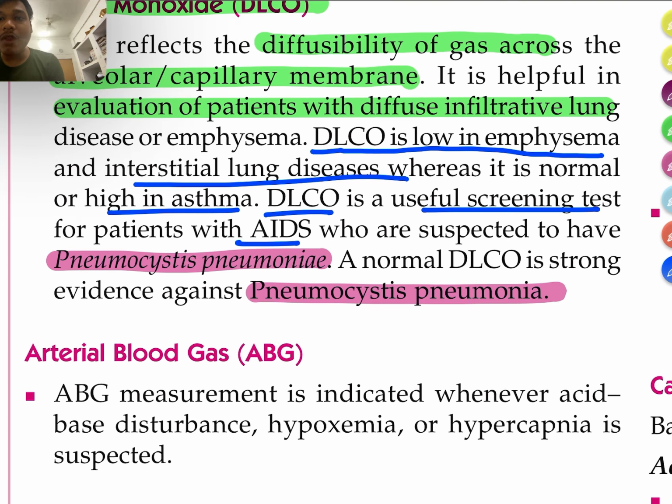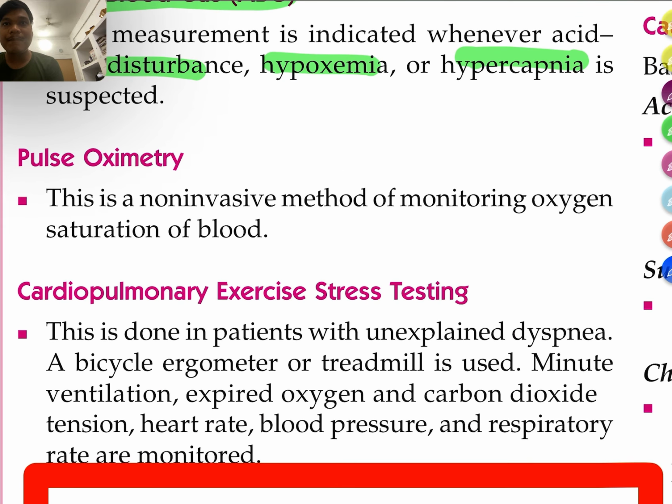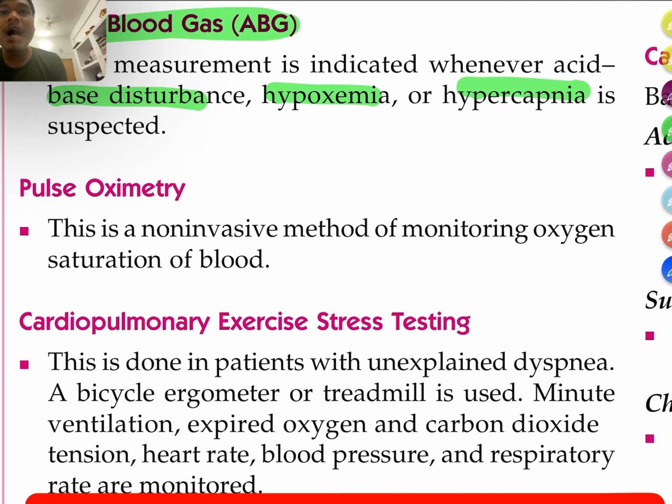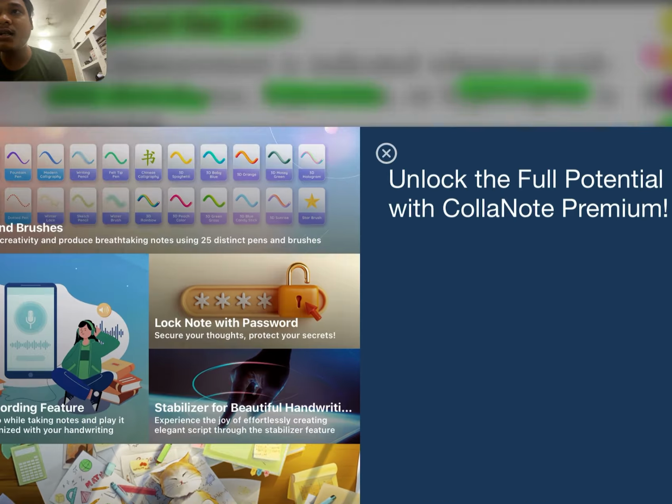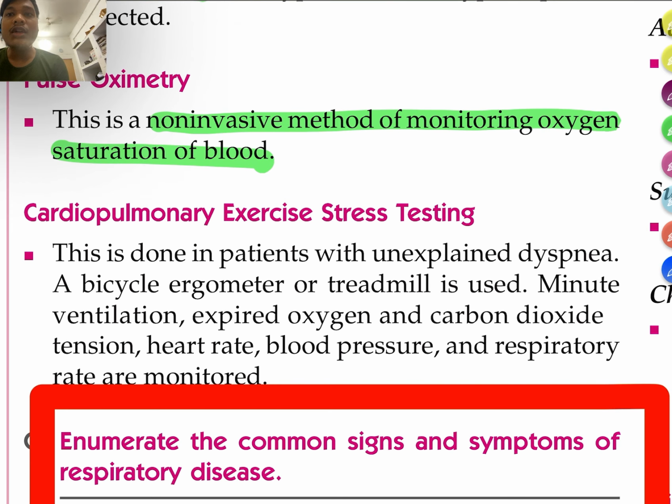Next assessment is arterial blood gas. What is arterial blood gas? It indicates acid-base disturbance, and is used whenever hypoxemia or hypercapnia is suspected. Next is pulse oximetry. It is a non-invasive method for monitoring oxygen saturation. It measures the oxygen saturation in the blood. If a patient has low oxygen saturation, that patient will have tachypnea.